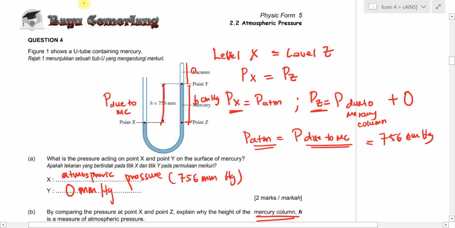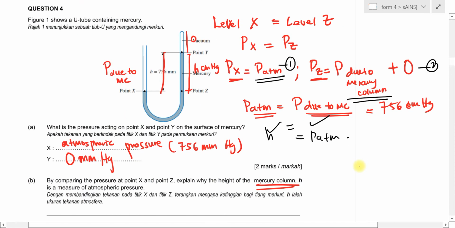You want to think in terms of the atmosphere. Pressure of X, equation number 1. Pressure of Z, equation number 2. So both are equal, right? So that means the atmospheric pressure should be equal to the pressure due to the mercury column. Pressure due to mercury column is 756 centimeter Hg. Therefore your H is the atmospheric pressure. We can make a conclusion there.